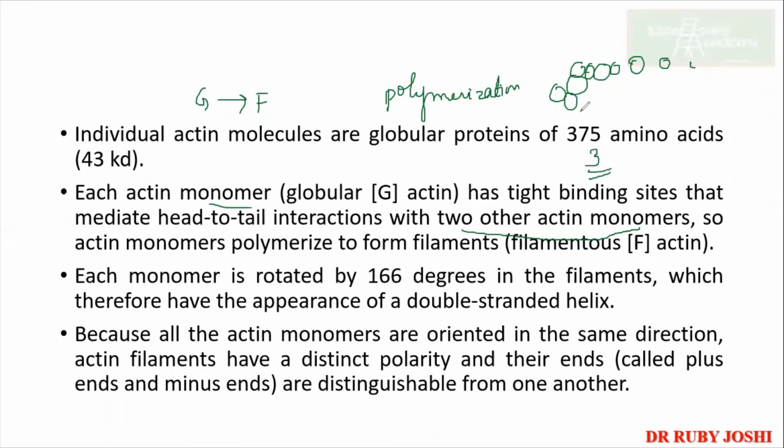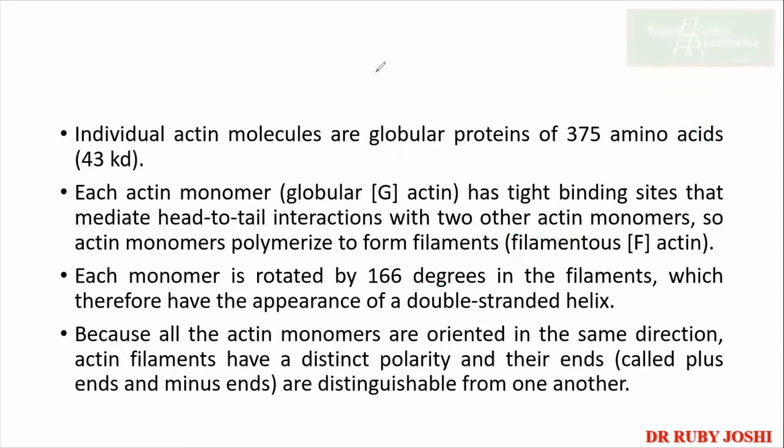Okay? Now, each monomer is rotated by 166 degrees, and because of this finally the actin monomers appear to be like a helix, a double stranded helix. तो वो थोड़ा सा ऐसे twisted दिखेगा. ठीक है? Just because each, if this is one actin then at 166 degrees is the second, then the third, then the fourth, so करते करते वो आपका double helical strand दिखता है. ठीक है? So take away message from here, this point and this point.